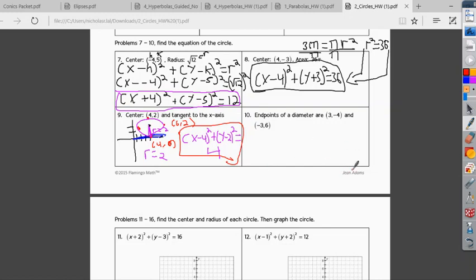The endpoints of the diameter are (3, -4) and (-3, 6). With a problem like this, we need to find the center and the radius. That's always what we need to find the equation of the circle.